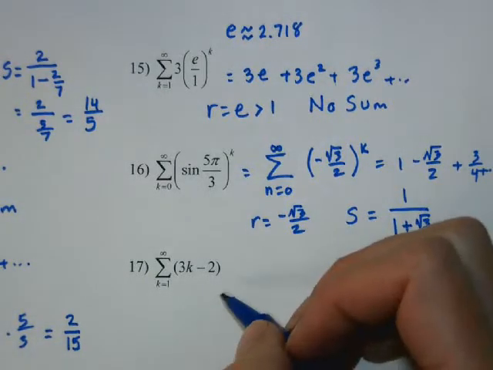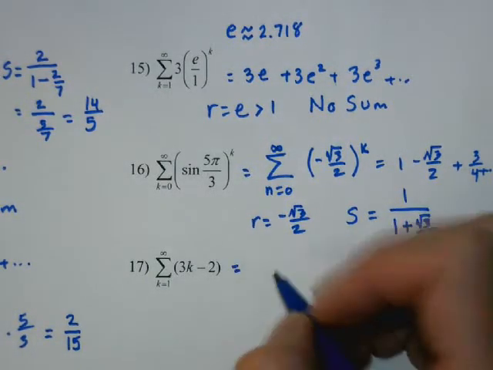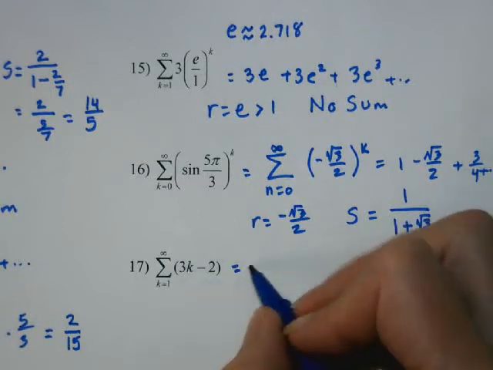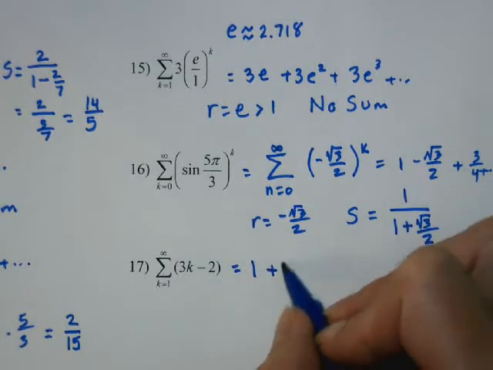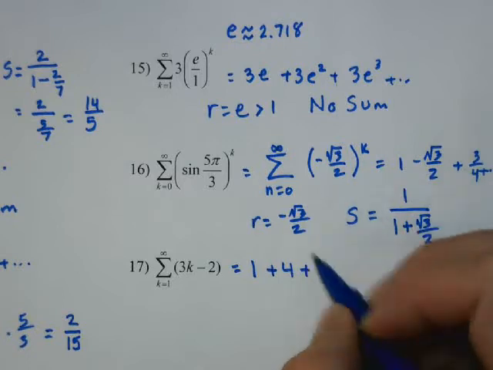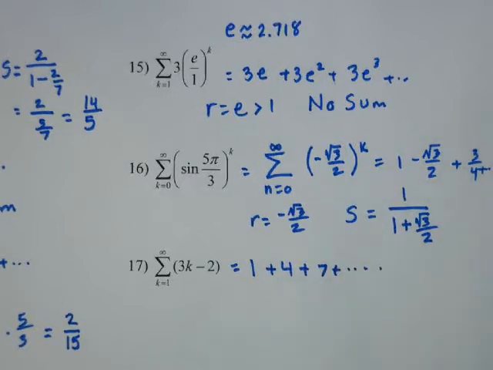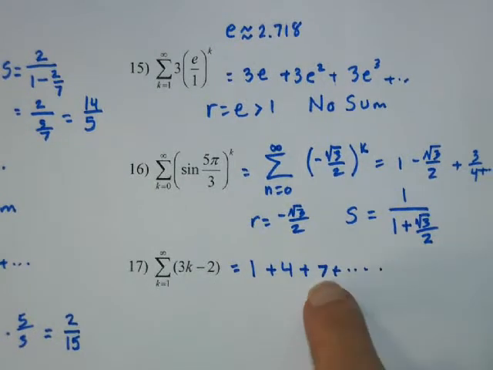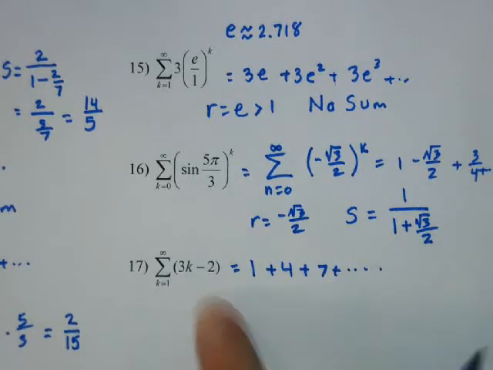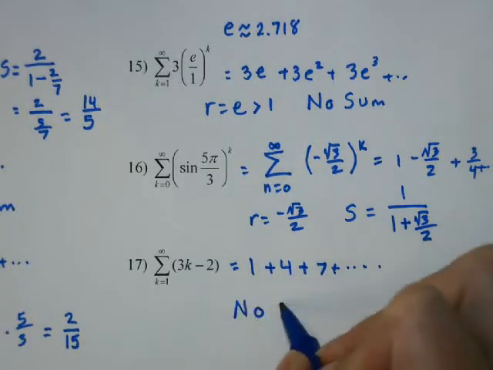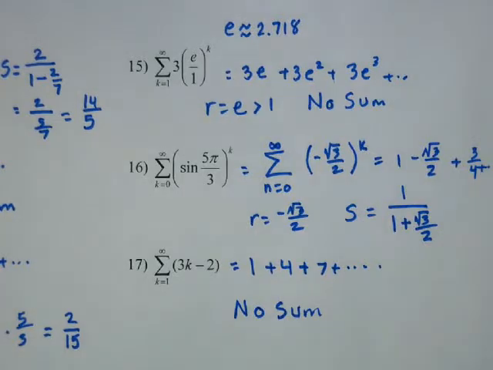Okay, this one, if I were to plug in, we get 3 minus 2 is 1. If we plug in 2, we'll get 4. Plug in 3, we'll get 7. Okay, so the terms are getting bigger and bigger. And in fact, this is arithmetic, so we cannot find an infinite sum of an arithmetic series.